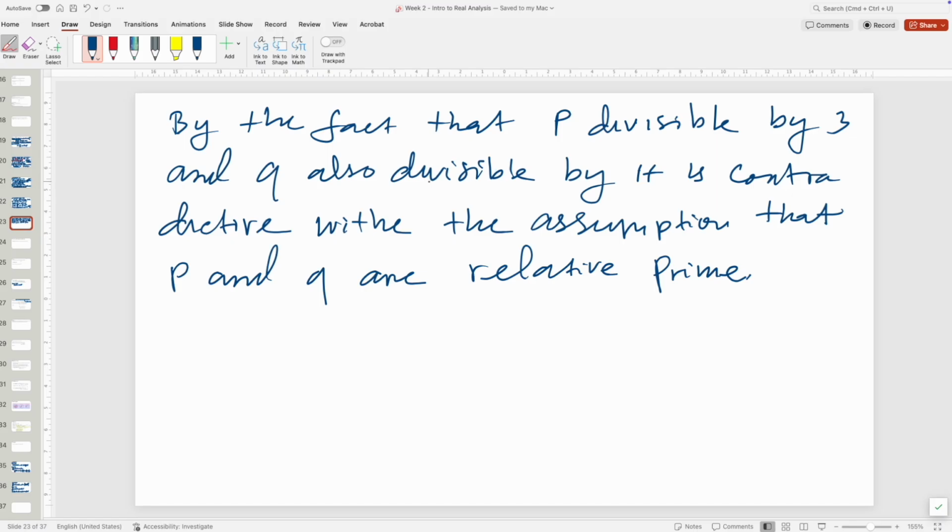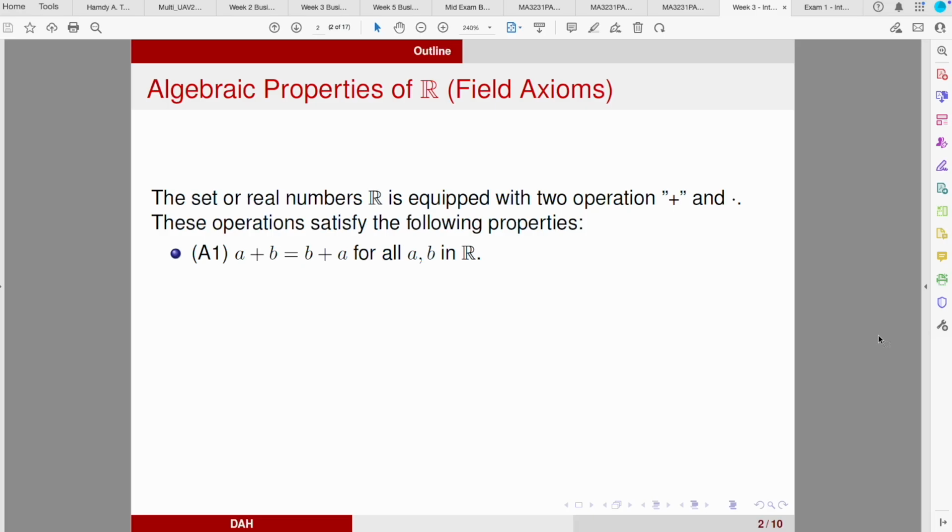Yeah. Then the conclusion: square root of 3 is an irrational number. So now we'll continue with the algebraic property of real numbers. Okay? So what is a real number, or the set of real numbers? We start with the property called the field axioms.